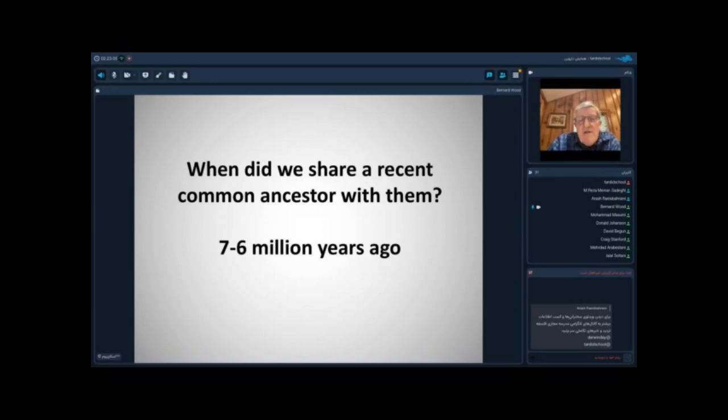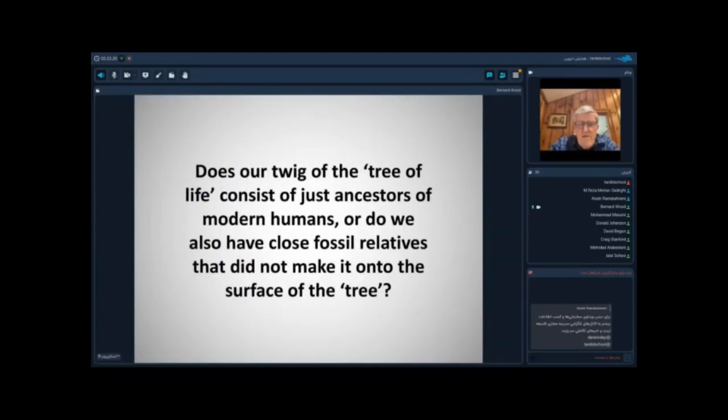And some people argue that the common ancestor was older than 7 or 6 million years, and some people argue that it might have been a little younger. But I'm just going to use 7 to 6 million years as a reasonable interpretation of the evidence. So that's the first question. Second question, does our twig of the tree of life consist of just ancestors of modern humans, or do we also have close fossil relatives that did not make it onto the surface of the tree of life?